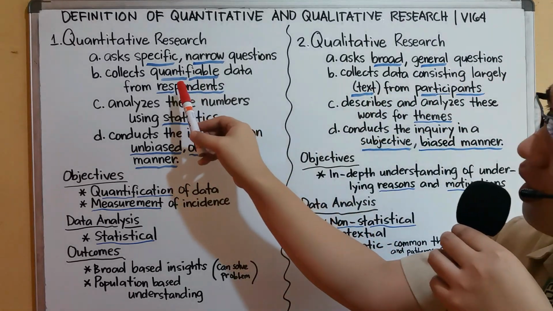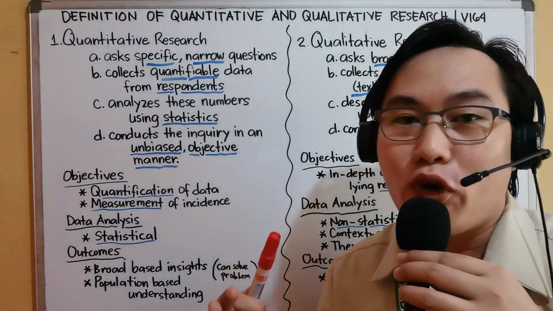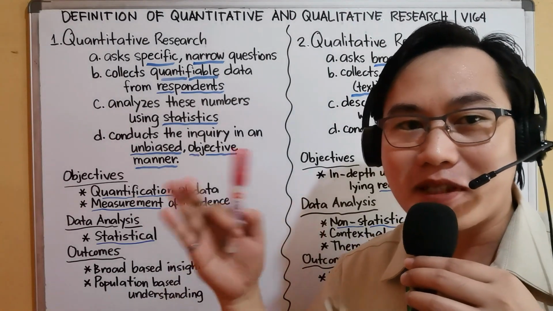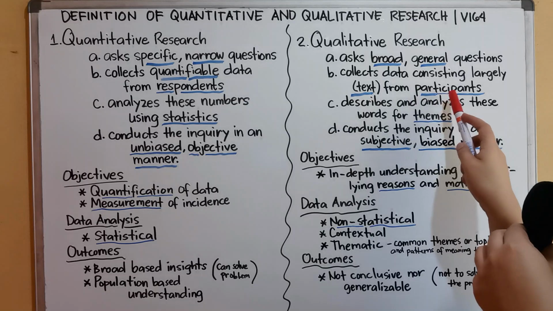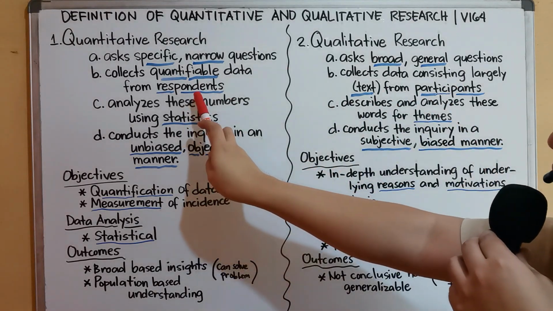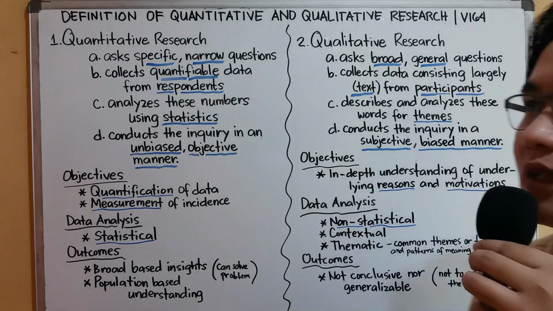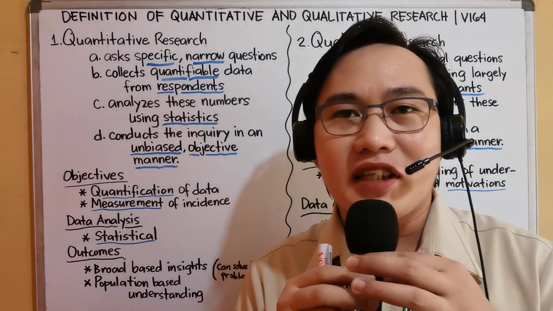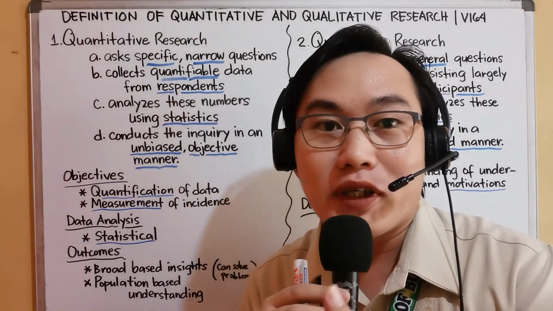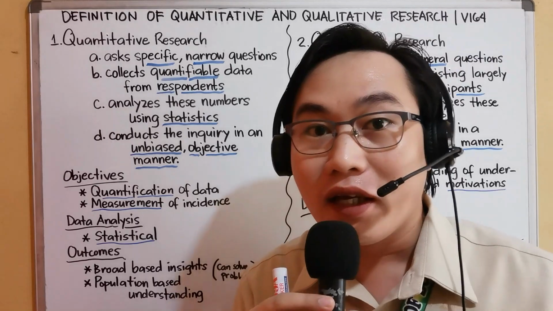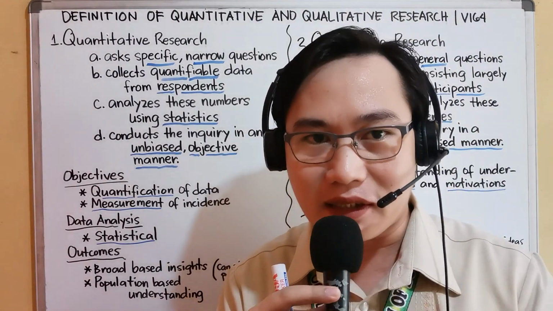Dito naman sa qualitative, nakalagay dito highlight, consisting largely of text. Meaning to say, kung dito sa quanti numbers, dito naman sa qualitative, we are more on words. Ganun po ang ibig sabihin pag sinabi natin qualitative. Largely text from participants. We are using here respondents, dito naman gumamit tayo ng participants because definitely pag sinabi kasi natin qualitative, we are more on engagement to the people na sasagot sa ating mga tanong. Kasi maliit lang po ang participants pag sinasabi natin qualitative.